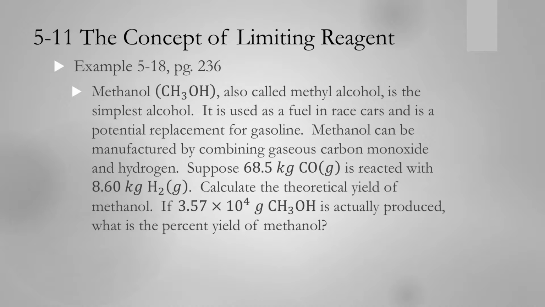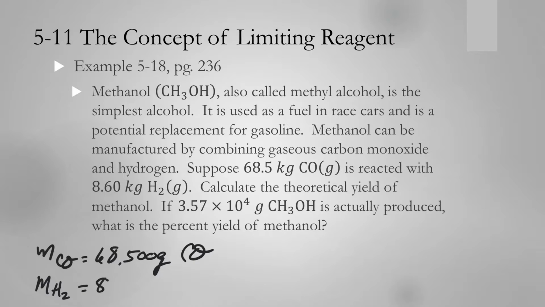So, example 5.18 on page 236. Methanol, CH3OH, also called methyl alcohol, is the simplest alcohol. It is used as a fuel in race cars and is a potential replacement for gasoline. Methanol can be manufactured by combining gaseous carbon monoxide and hydrogen. Suppose 68.5 kilograms of carbon monoxide, so we can say the mass of CO is 68,500 grams, is reacted with 8.60 kilograms of hydrogen, so the mass of hydrogen is 8,600 grams of H2. Calculate the theoretical yield of methanol.